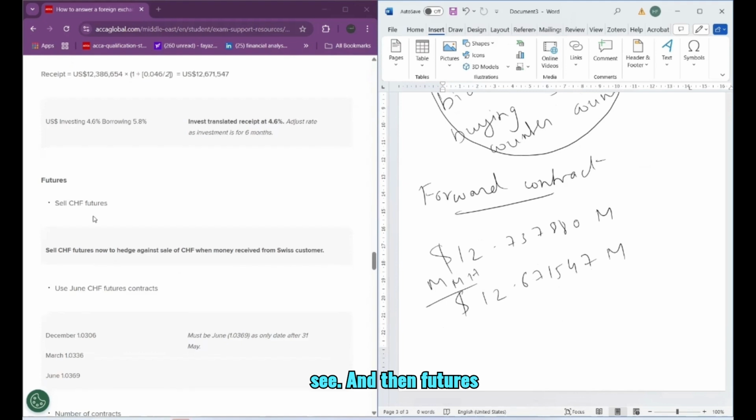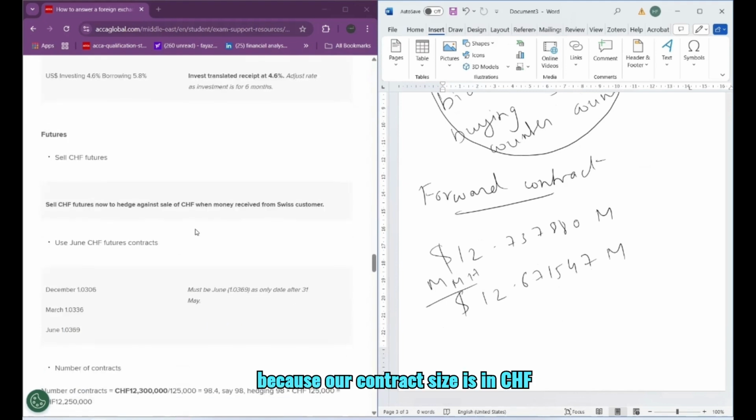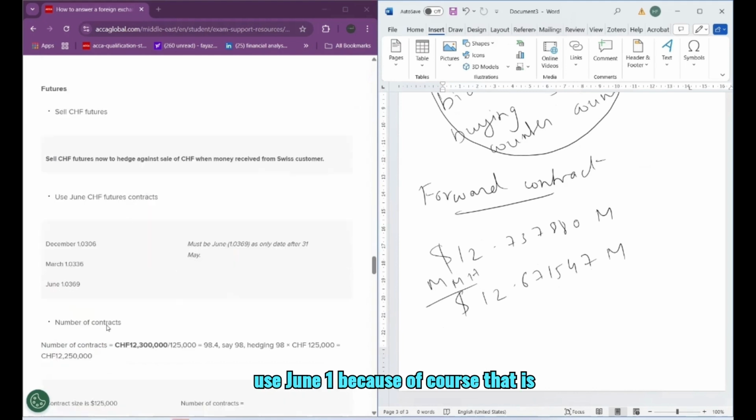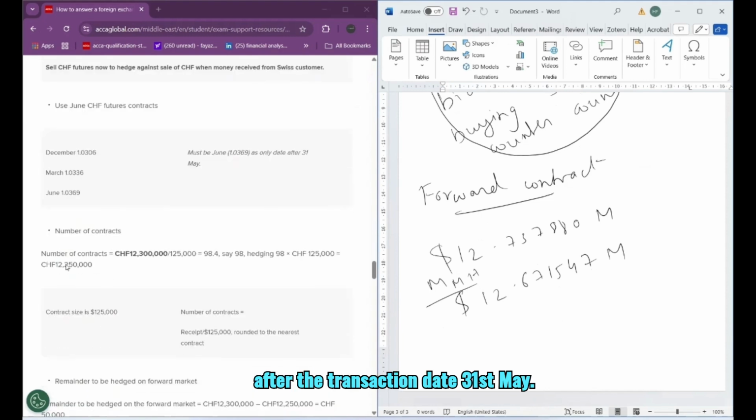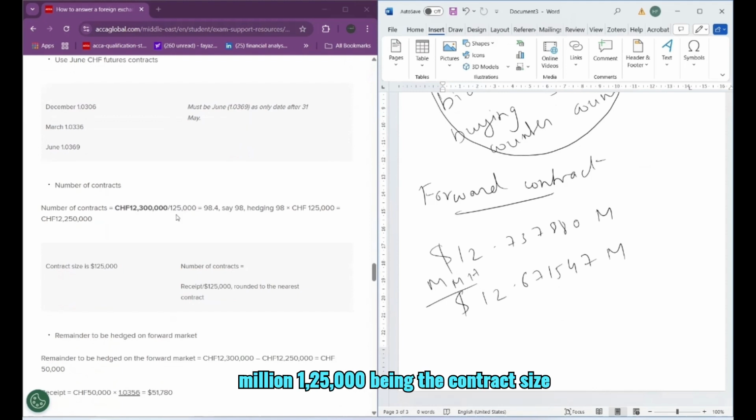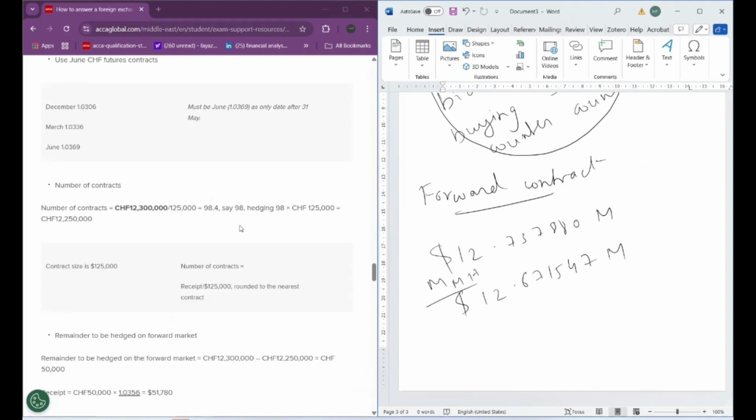And then futures, you are going to sell the CHF futures because our contract size is in CHF terms. And you're going to use June 1 because, of course, that is after the transaction date, 31st May. Number of contracts to be used is 12.3 million divided by 1,25,000 being the contract size, 98.4, and we'll only consider 98. We can't round it off to 99 because that will be overhedge and that is not really feasible. Like 0.4 is usually underhedged. If it would be maybe 98.8 or something, then we would have considered overhedging. But here it is 98.4, so 98 is better.